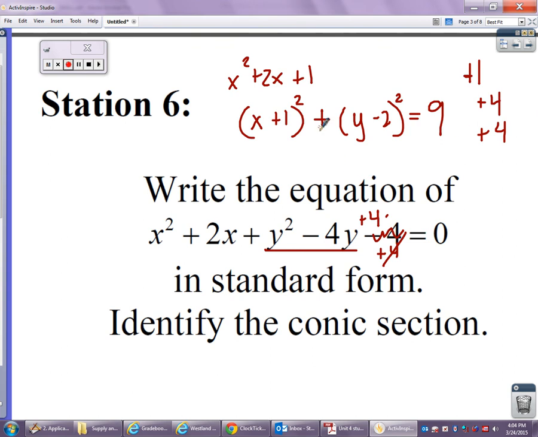So this is the equation, and this is actually going to be a circle again. You have a center at negative 1, positive 2, and the radius is 3, square root of 9.